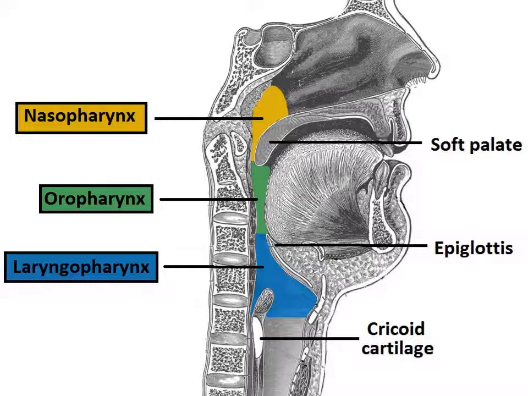The third part is the laryngopharynx. The most distal part of the pharynx, located between the superior border of the epiglottis and the inferior border of the cricoid cartilage, at the C6 level.